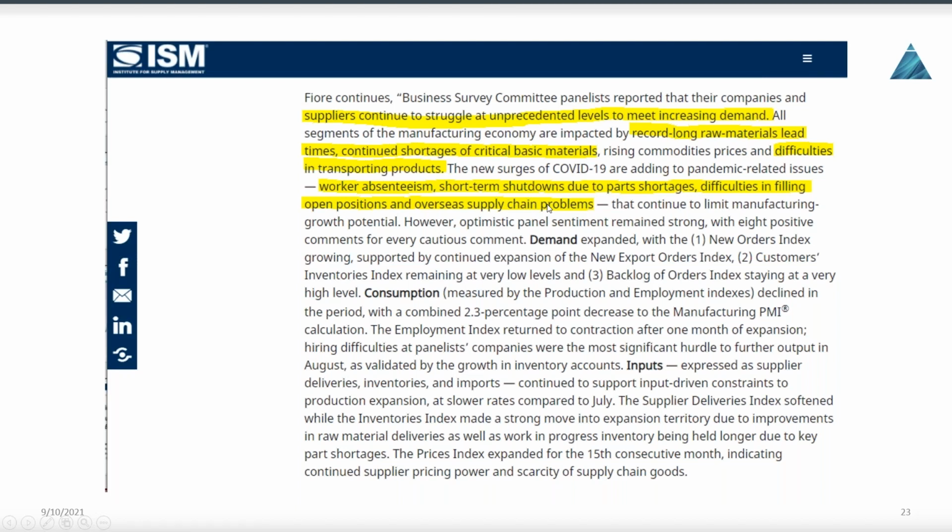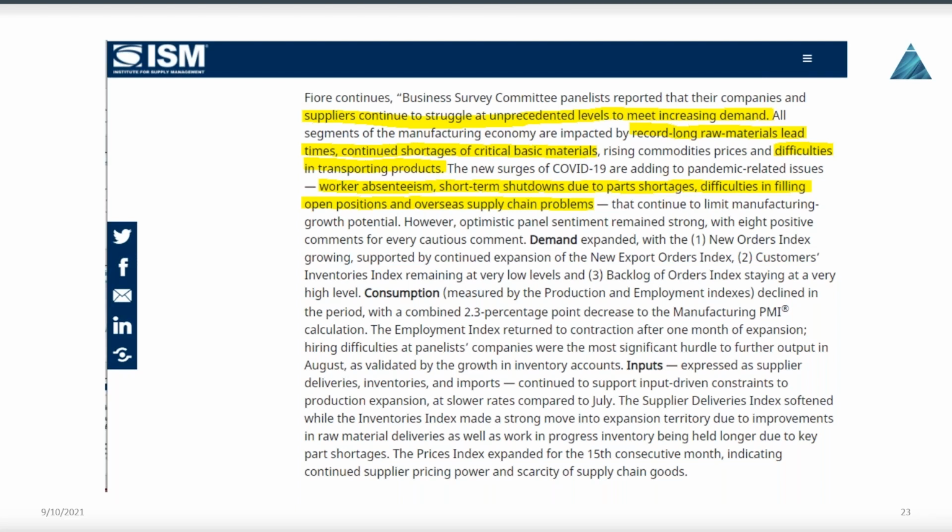Again, these are all production-related issues that we're seeing. This is not excess liquidity causing this to happen. This is not QE. This is not an excessive Fed balance sheet causing rising prices. In my view, this is a real inability for producers to meet demand because of shortages, because of difficulty in filling positions, because of supply chain issues, because of other disruptions that have occurred because of the lockdowns.